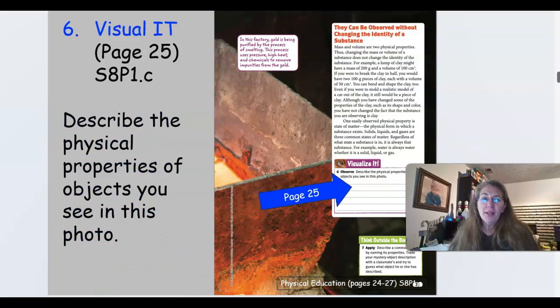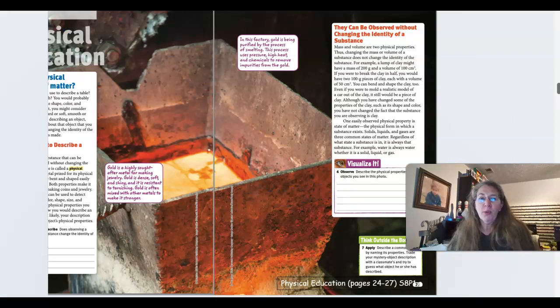Then you go on to page 25 and you read some more, and you have a visualize it prompt. This says that you should describe the physical properties of the object that you see in this photo. If you're using your 3-ring binder, you might want to take these 2 pages out and put them together so you can look at the photo more closely. In this photo, the thing that's happening is gold is being melted. So you ought to be able to say something about the container that the gold is in, the gold itself, and something about boiling and melting points maybe.